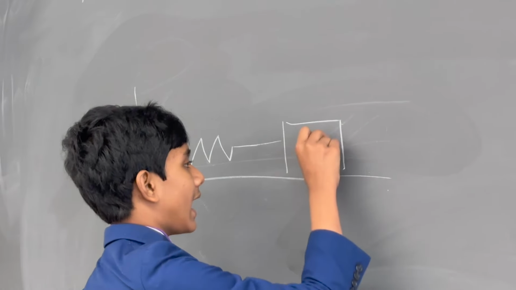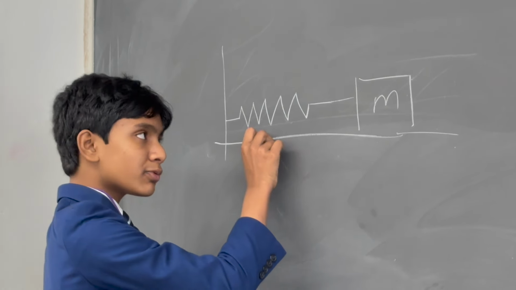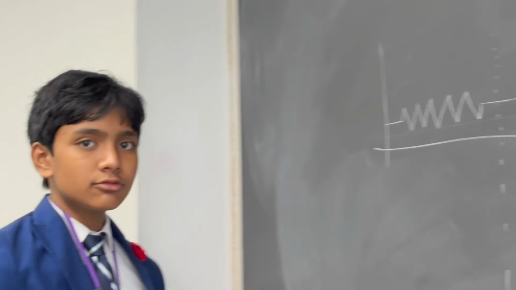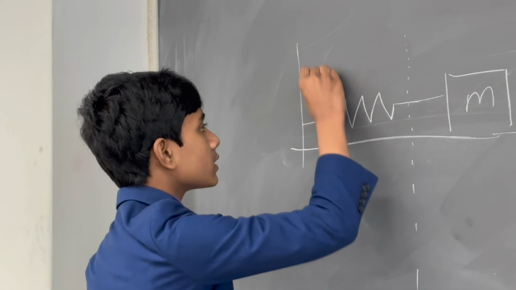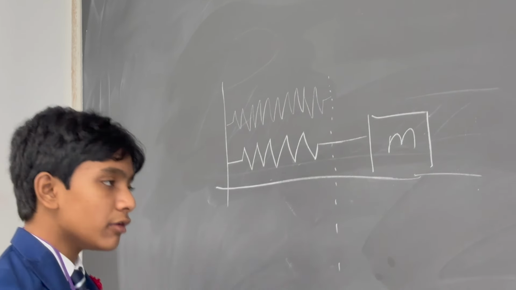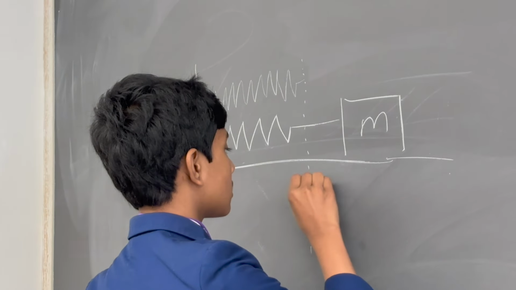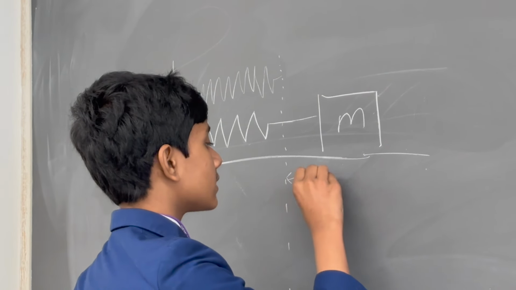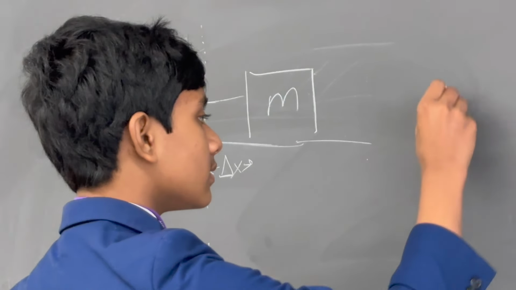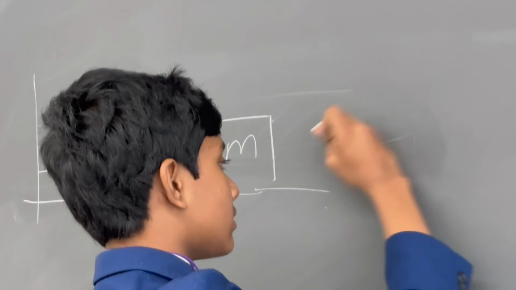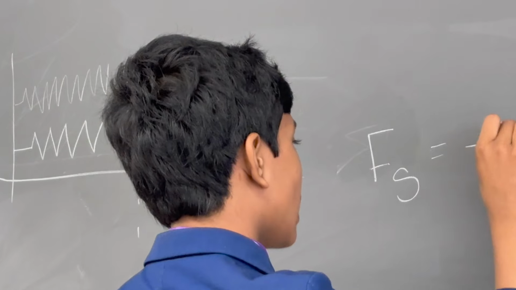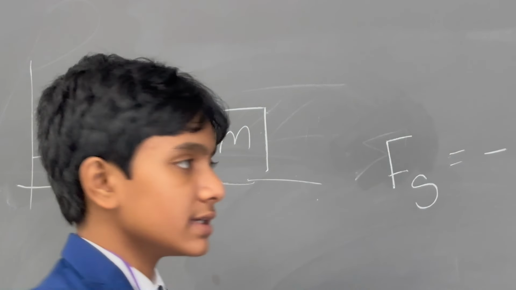You've got a mass, and you've got a spring, right? So the spring has an equilibrium position that it would normally be at. But now there is a disturbance of delta x in the way. That means that the restoring force on the spring will be in the opposite direction of this disturbance.